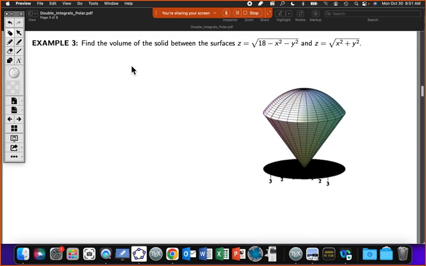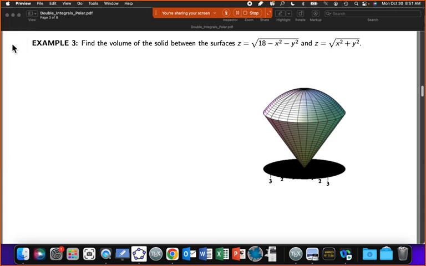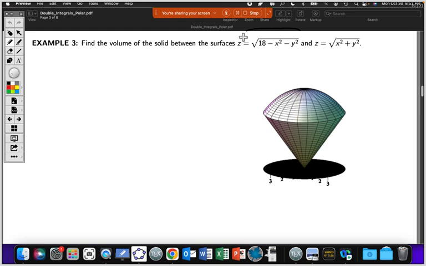All right, find the volume of the solid between these two surfaces. We got a couple surfaces here. We got z equals square root 18 minus x squared minus y squared. Anyone recognize what that is? From week 2. It's been a while. That's actually a sphere. Yep, so that's the spherical cap.